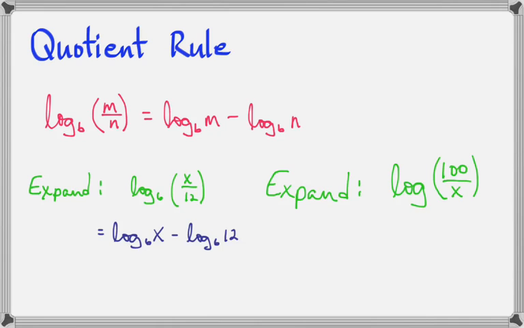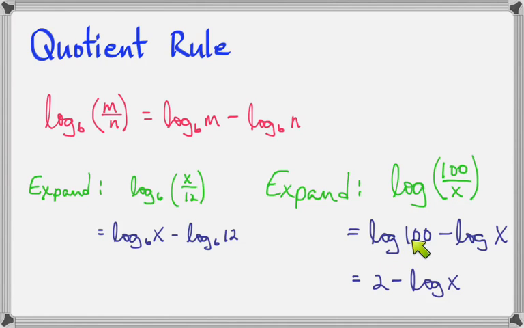And another example, log of 100 over x. So when we split it into two terms, the 100 term will be positive, and the x log term will be negative.